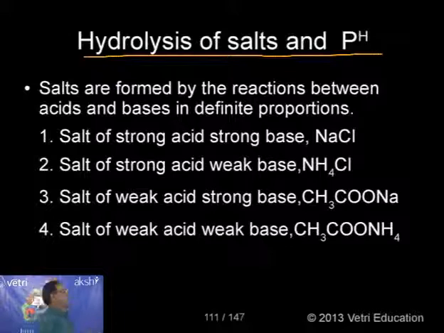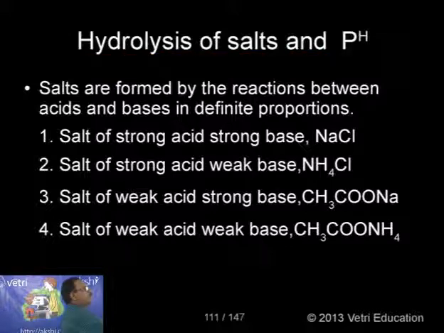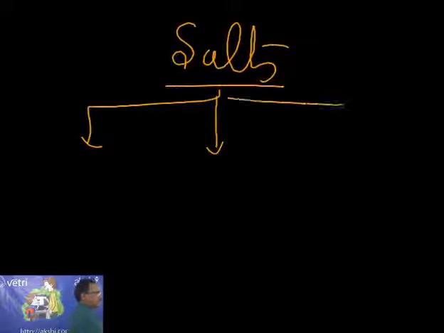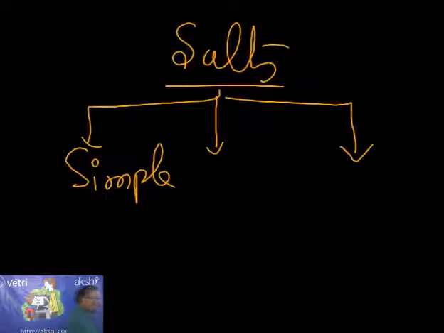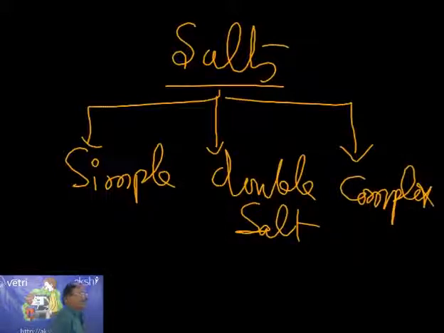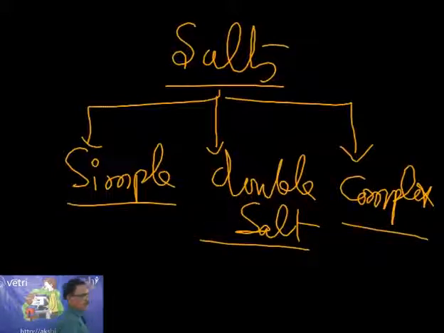First, what is a salt? Let me give an idea: salts I can classify into three ways. One is simple salt, another is double salt, and third is complex salt. So this is the way we have to classify. Any salt I can classify under any one of these categories. It may be a simple, a double, or a complex salt.